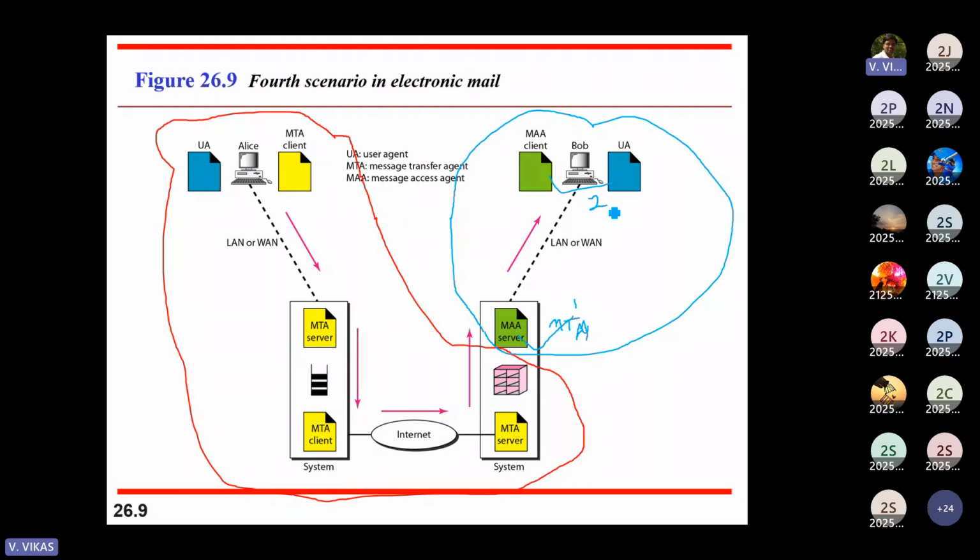A server means it should be available 24 by 7, because how will the client come to know whether you are on or not in case you are not working 24 by 7? Whenever an email comes, it has to be pushed into your mailbox. In case you are not available, how will you come to know whether you have got any mail or not? That is the reason we cannot consider a server at Bob's location.